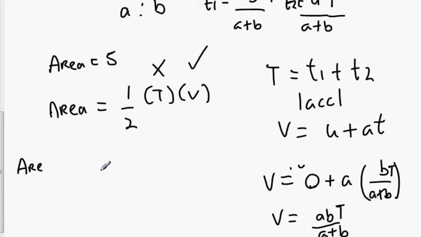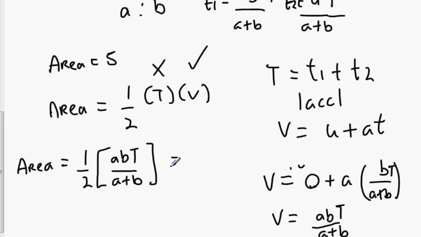Now we can rewrite the area as follows. A half bracket ABT over A plus B, and all that equals S. Okay? So what we want to do is isolate T. The whole point of this question was I want T on its own. So we're going to have to isolate T.